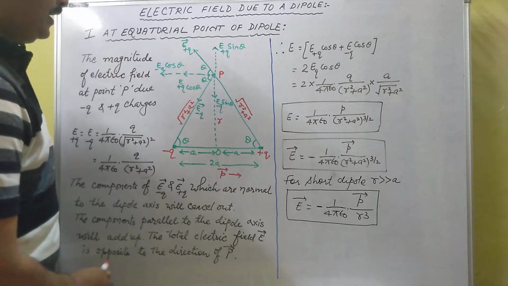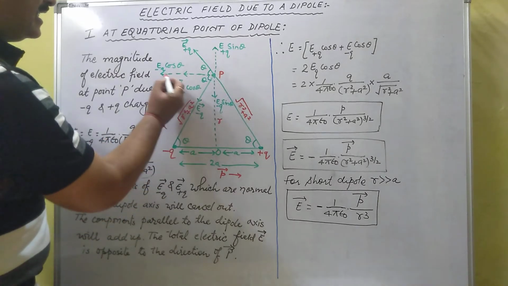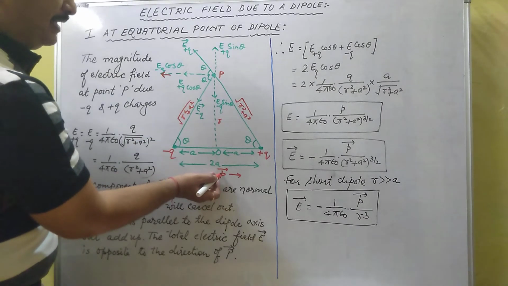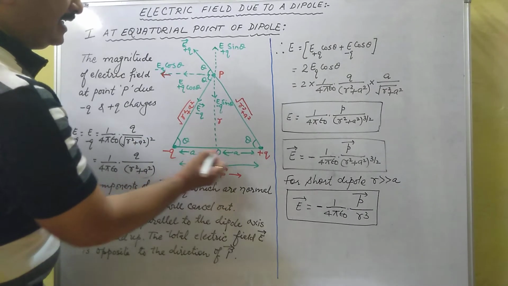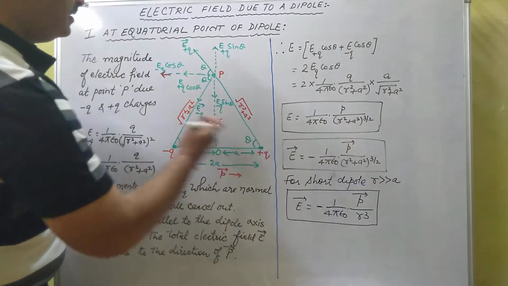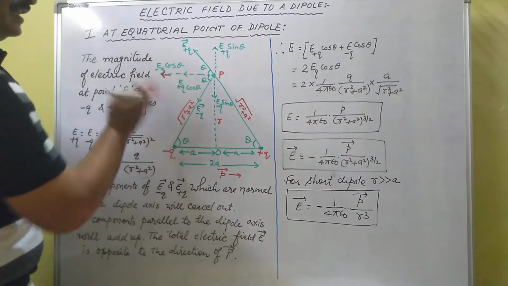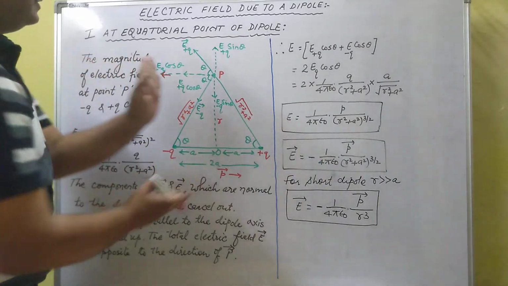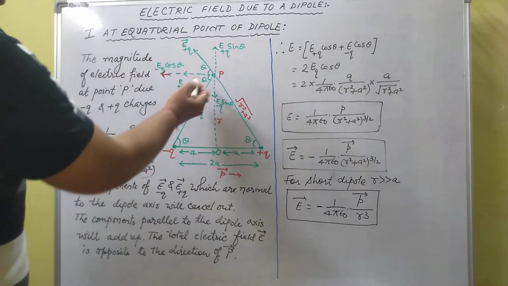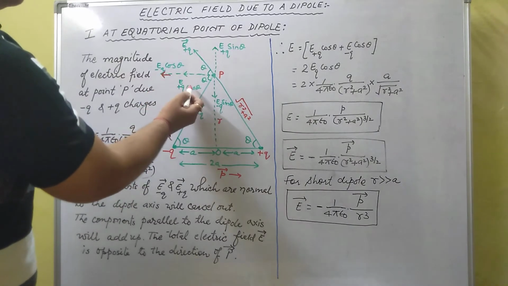The total electric field E is opposite to the direction of P. Why are we writing this point? The electric field's resultant direction is this, but the direction of P, the dipole moment, is from minus q to plus q. So direction of P is towards right, direction of E is towards left. So total electric field is simple addition of these two components.